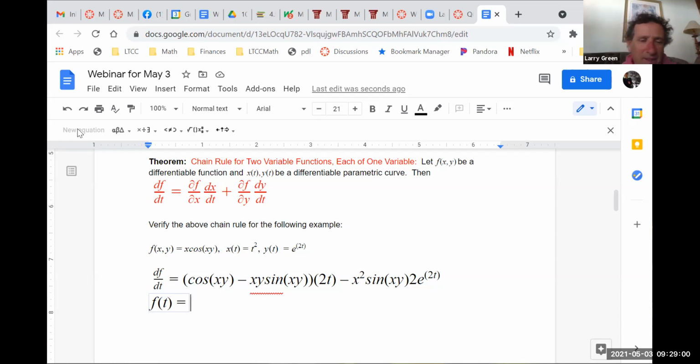Basic algebra. No, it's not basic. It's intermediate algebra. Yeah, we just plug in x of t is t squared and y of t is e to the 2t into x and y. So f of t is x, which is t squared, times the cosine of xy. X is t squared, and y is e to the 2t. Any questions on that?